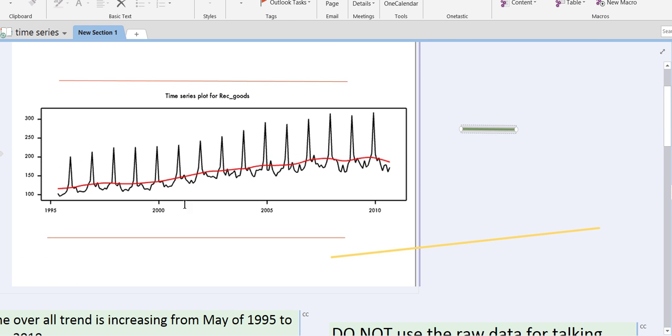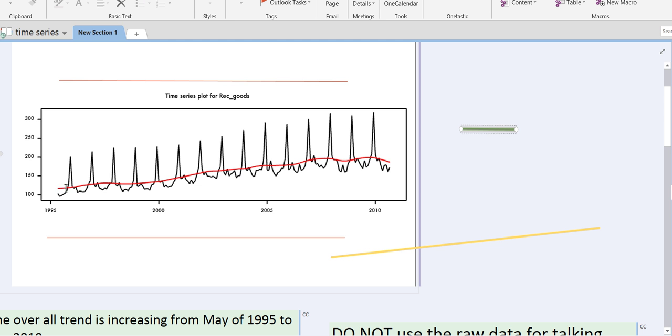So when we look at this graph, when you talk about trend, you must talk about the trend line itself, this red trend line, not the raw data. You do not use the raw data. You can use the raw data basically to talk about where it all begins.